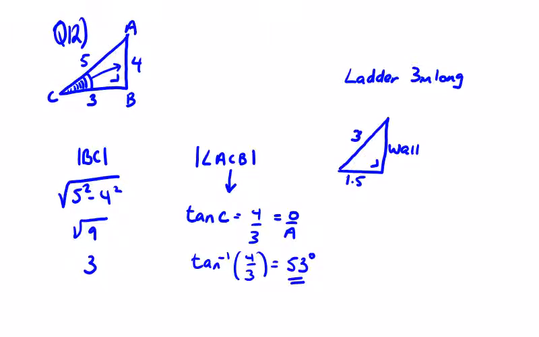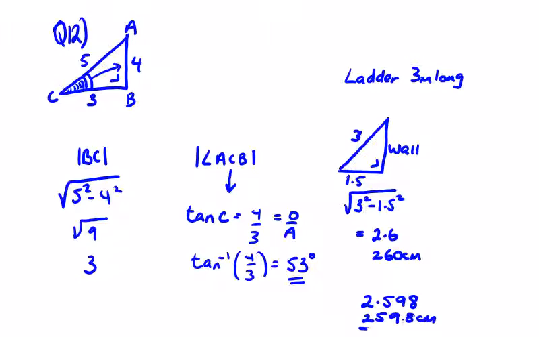And then the last part of this trig bit was a ladder you were told was 3 meters long, and it's placed against the wall, 1.5 meters from the bottom of the wall. How high is the wall? So this is just Pythagoras again. The square root of 3 squared minus 1.5 squared is equal to 2.6 on a calculator, which is 260 centimeters. If I didn't round too early at 2.598, we'd still have 259.8 centimeters, which would round off as well to 260.